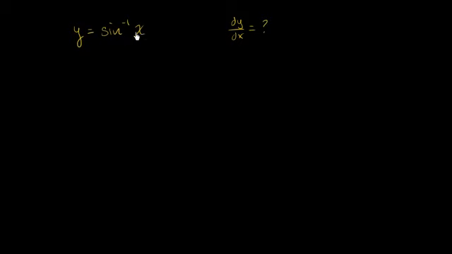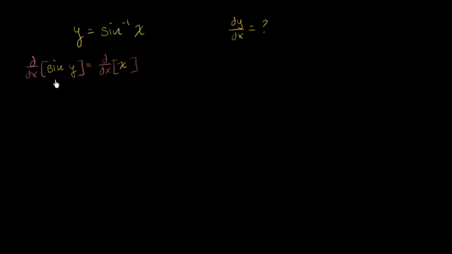So if y is the inverse sine of x, that's equivalent to saying that sine of y is equal to x. Now we have things that we're a little bit more familiar with, and now we can do a little bit of implicit differentiation. We could take the derivative of both sides with respect to x. So the derivative of the left-hand side with respect to x and the derivative of the right-hand side with respect to x.